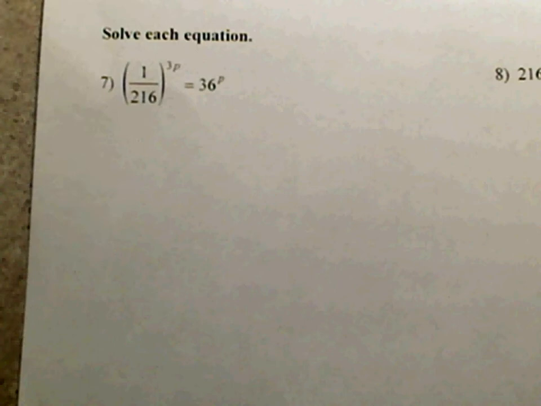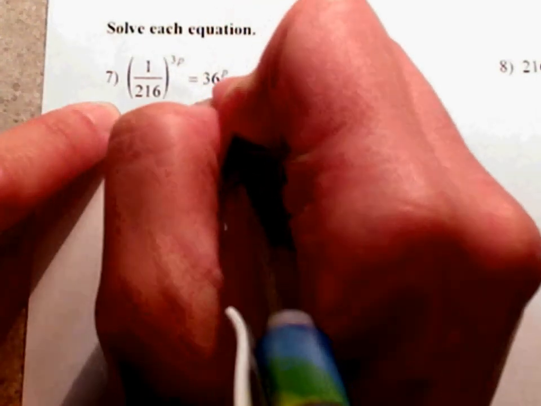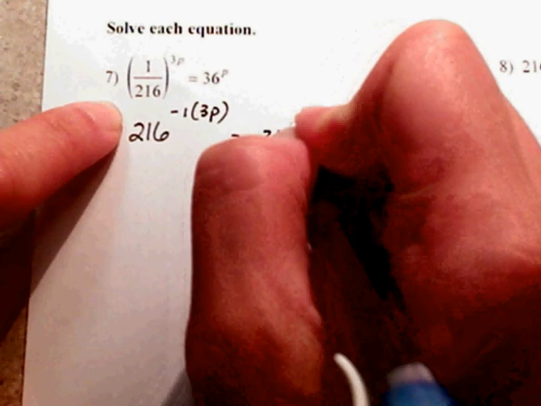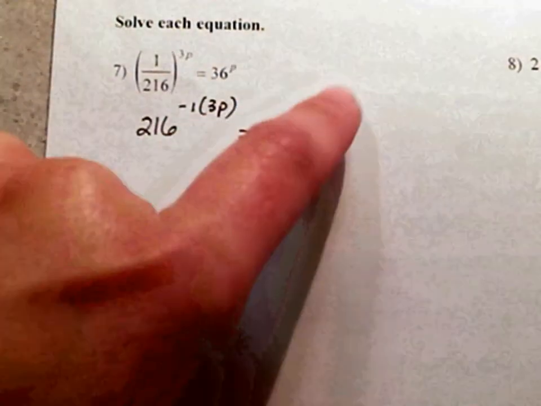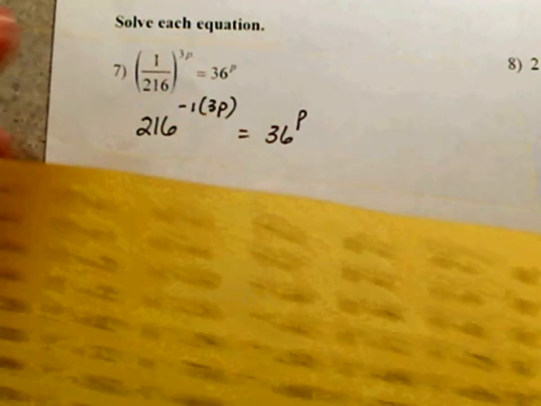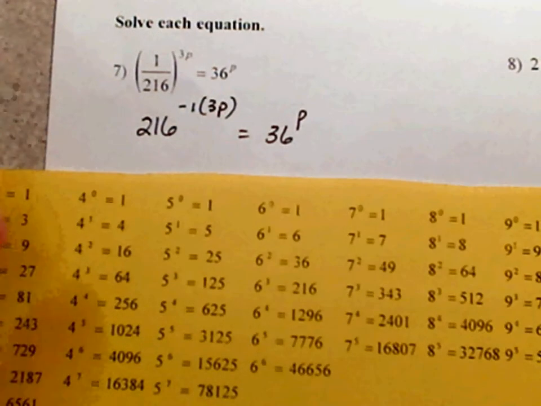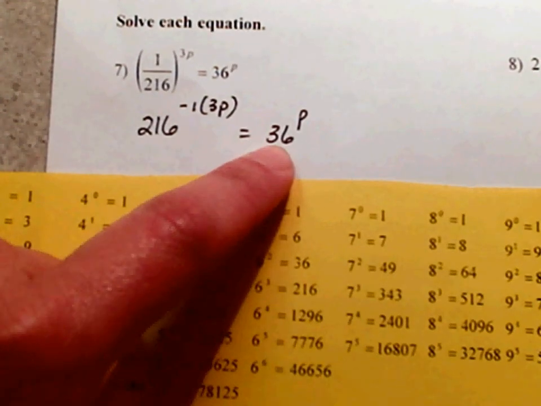This here is the same thing as 216 to the negative 1 times 3p is equal to 36 to the p. Notice, I am solving for p, with p in the exponential position. So go to your yellow sheet, okay? 36 is usually 6 if I square it. Now, you see how there's 36 right here, and you see how there's 216 right here.